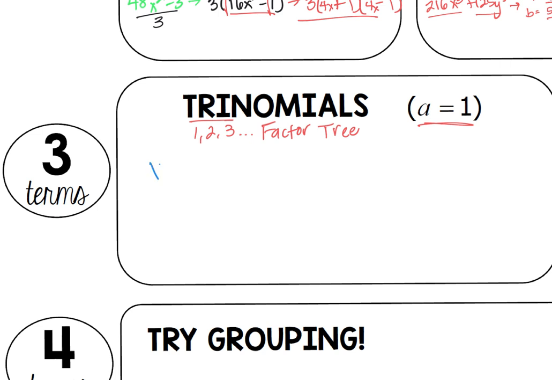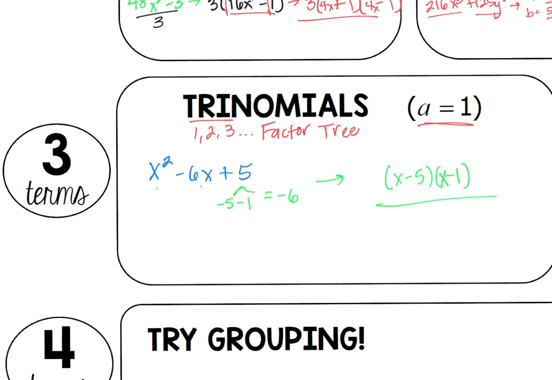If we have the trinomial x squared minus 6x plus 5, and we need to factor this, we would do 1, 2, 3 factor tree. What multiplies to 5 but subtracts to negative 6? That would be negative 5 and negative 1. So in factored form, it would look like x minus 5 times x minus 1. And that would be done.